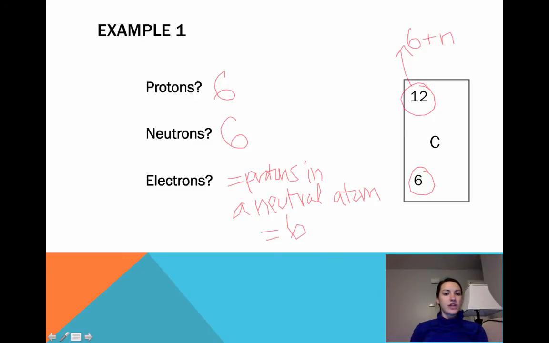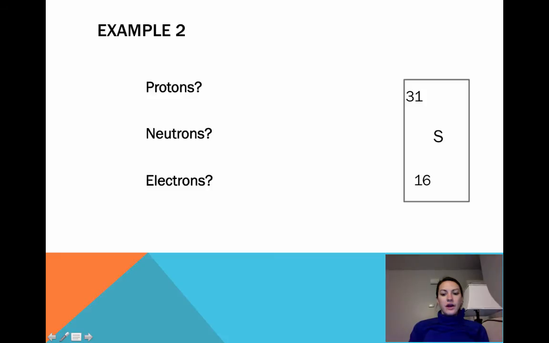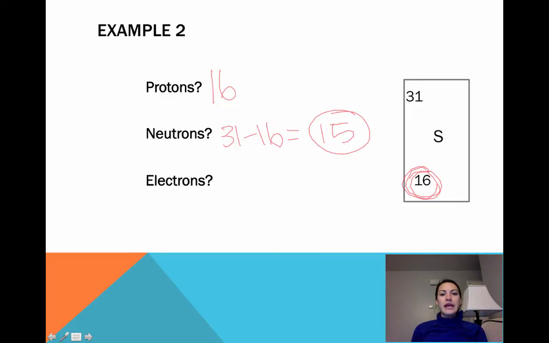All right, let's try another one. All right, so this time we've got our number of protons down here, 16. We also could have looked up S on the periodic table, looked for our atomic number, which is 16. Our neutrons will be 31 minus 16, which will give us an answer of 15 neutrons. And our electrons is going to be the same as our protons because we've got a neutral atom. All right, so this is going to be also 16.